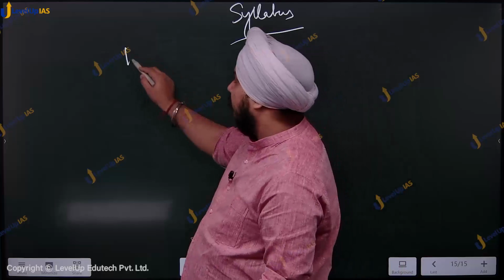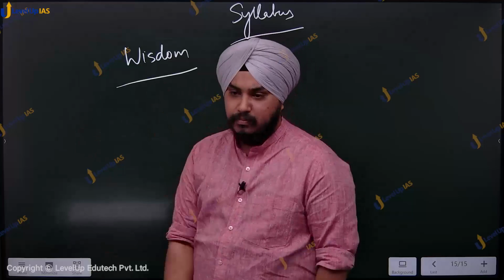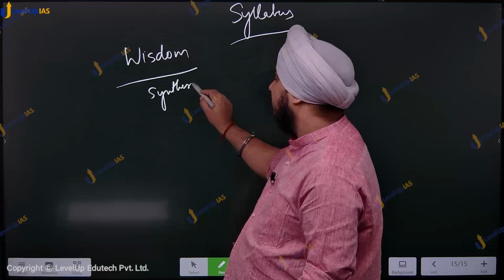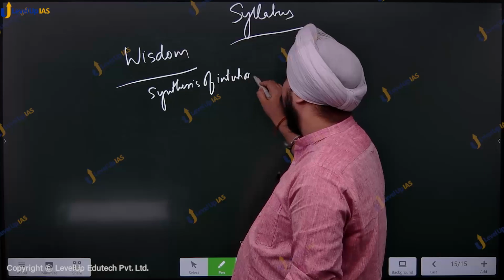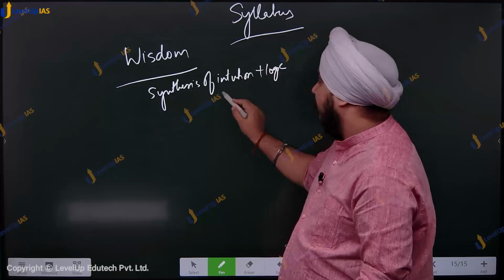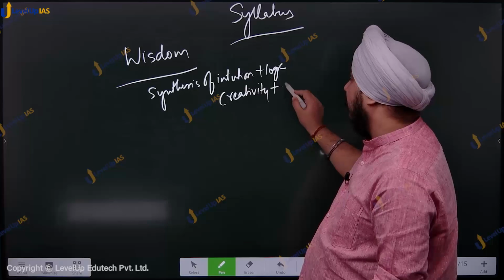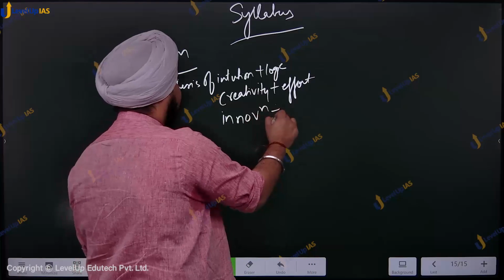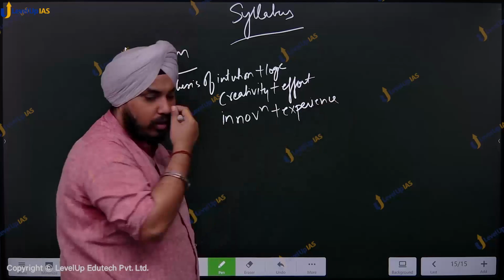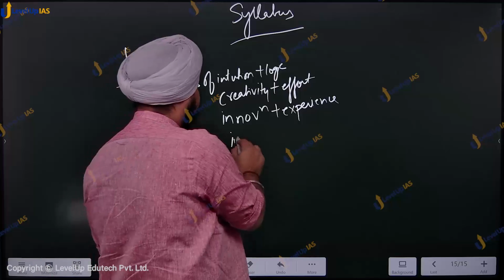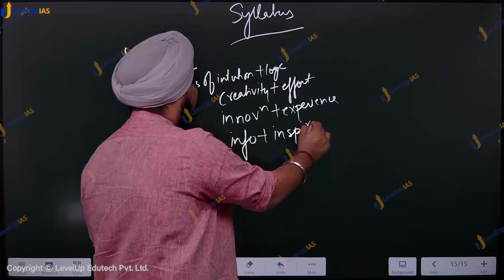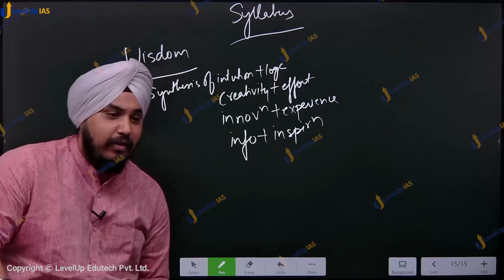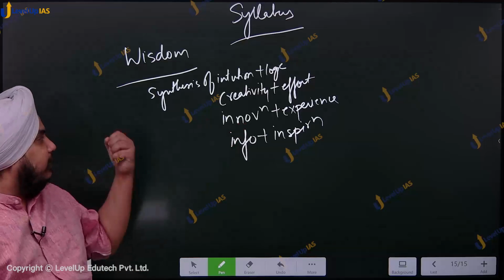So one major philosophical theme is wisdom. Now, wisdom can be a synthesis of intuition and logic, then creativity and effort, then innovation and experience, or maybe information plus inspiration. So questions of this kind are being asked, that your wisdom might be a combination of information and inspiration, creativity plus effort, innovation and experience, intuition and logic.